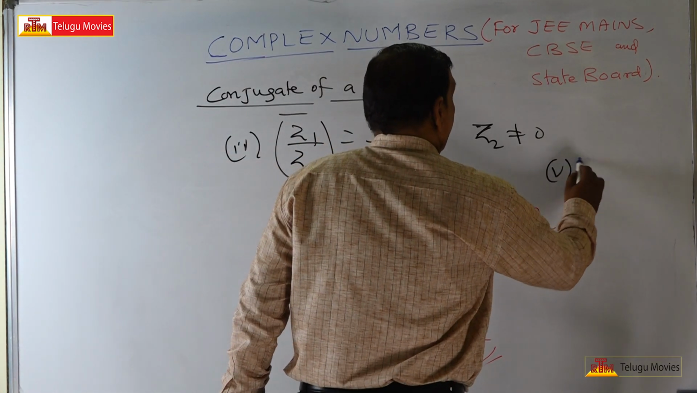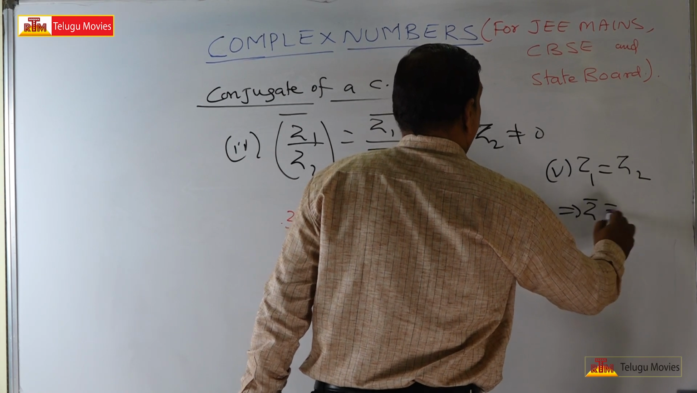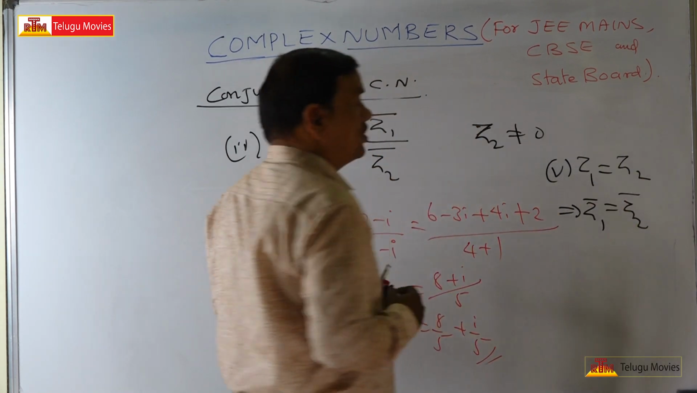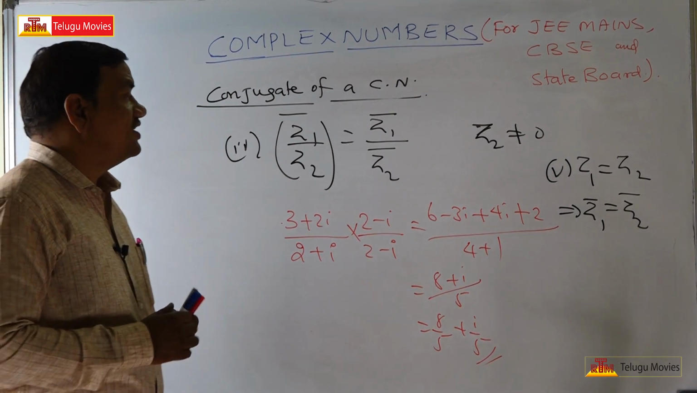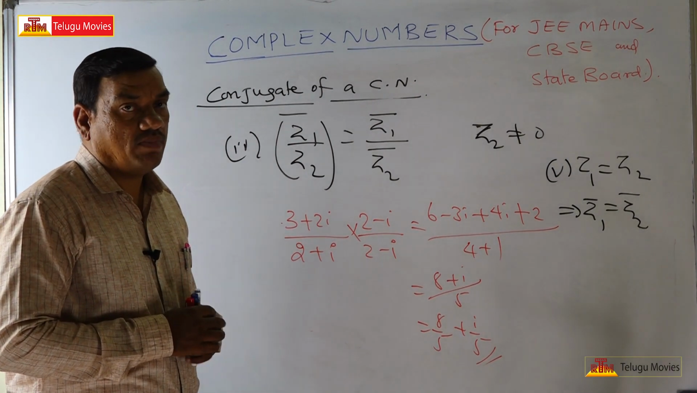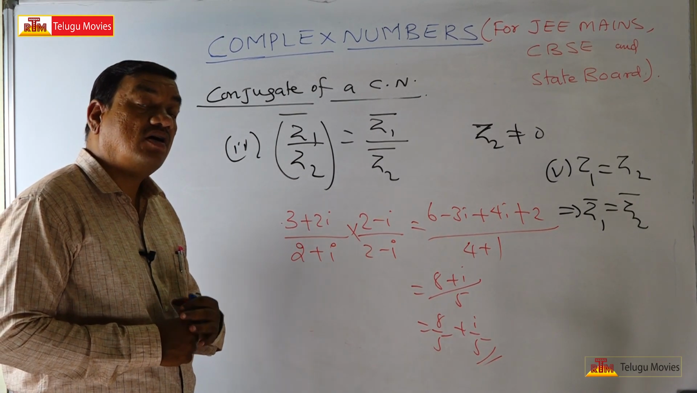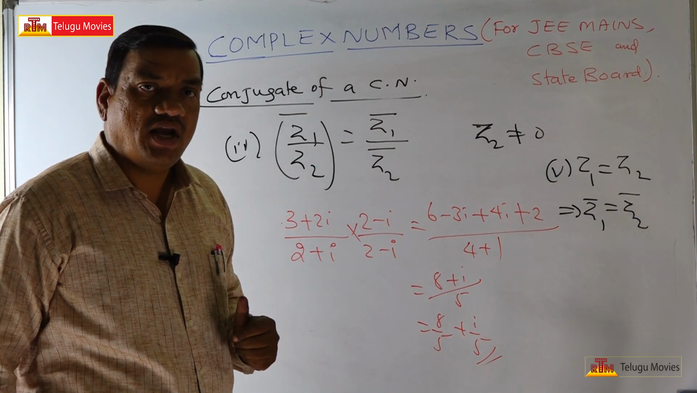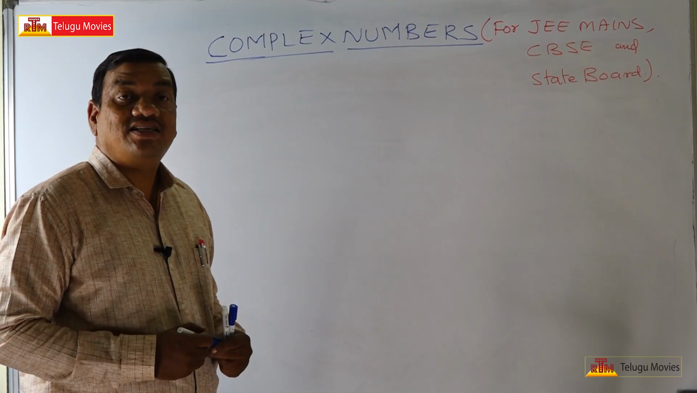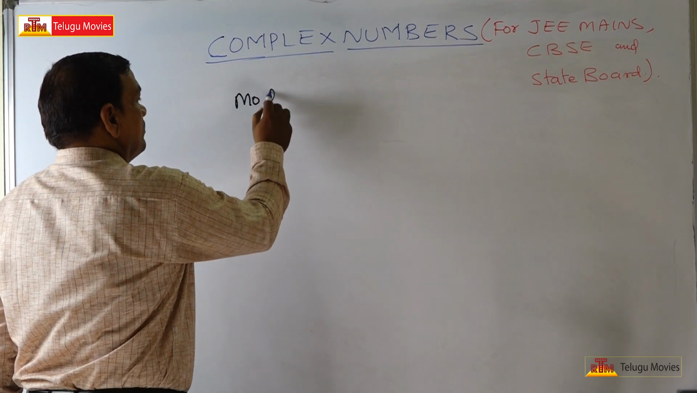The next property is: if z1 is equal to z2, then z1 conjugate is also equal to z2 conjugate. Those are the main properties of the conjugate of a complex number. After learning the conjugate of a complex number, let us go for the modulus of a complex number. Dear students, let us define what the modulus of a complex number is.